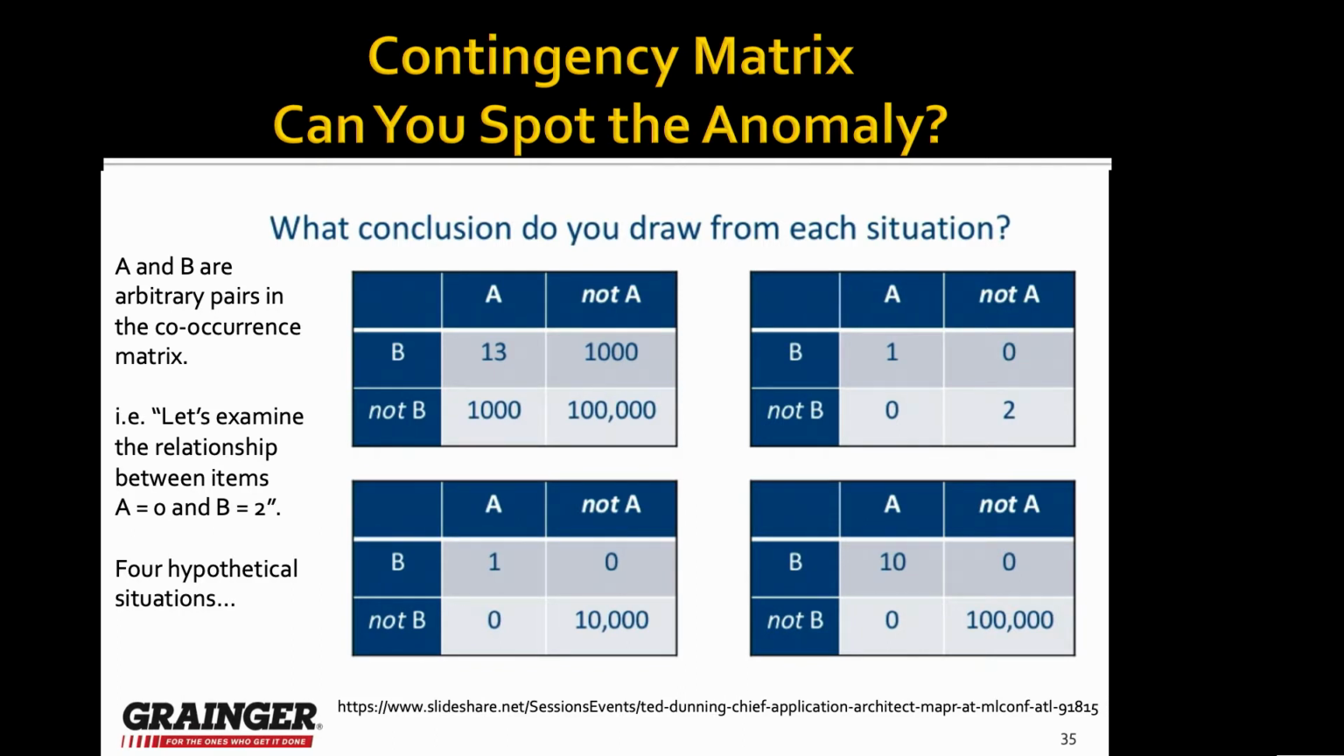Bottom left looks even more interesting. Same type of situation. A and B occurred with each other only once. They never occurred with anything else, but now we have 10,000 other things that have happened. Is that important? Is that interesting? Is that fascinating? Is that anomalous? How do we know? Take a look at the one on the right.